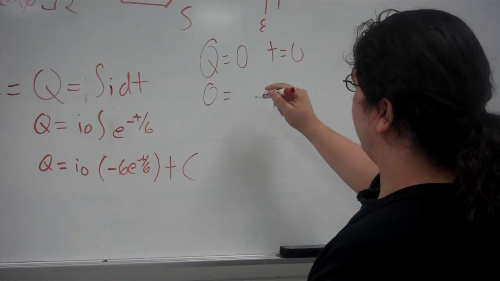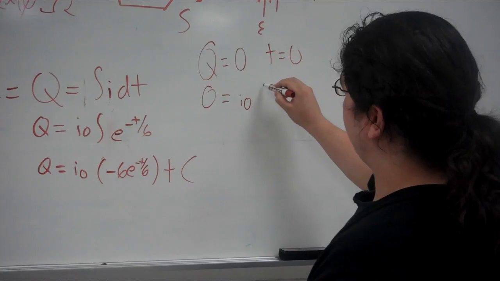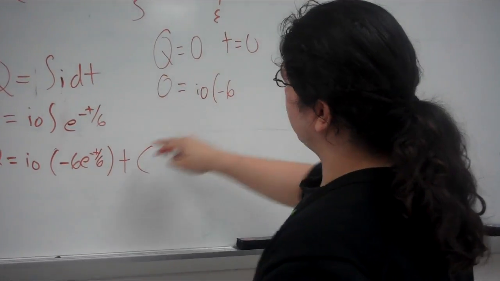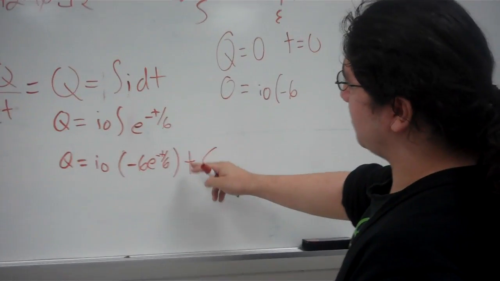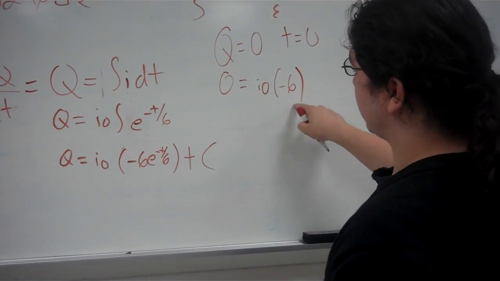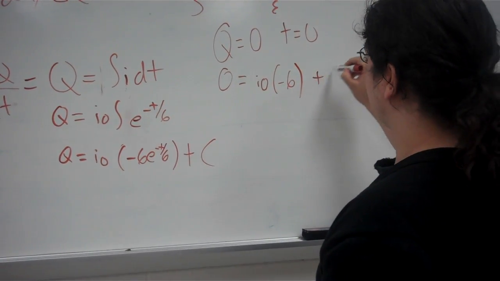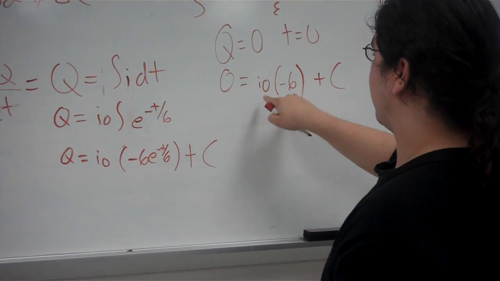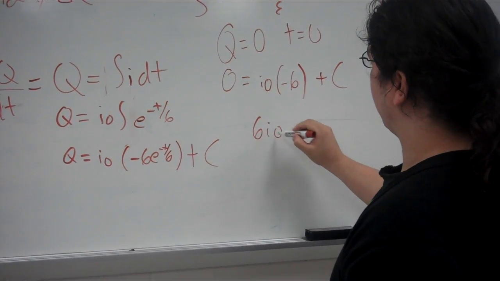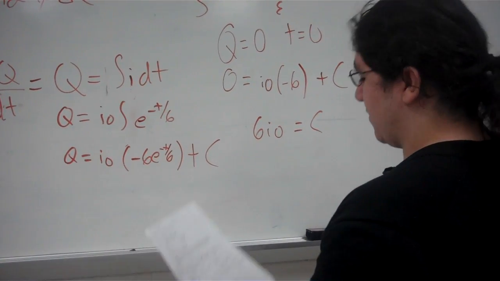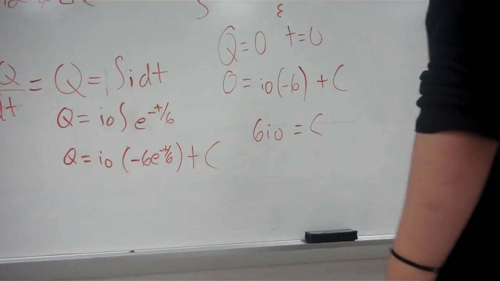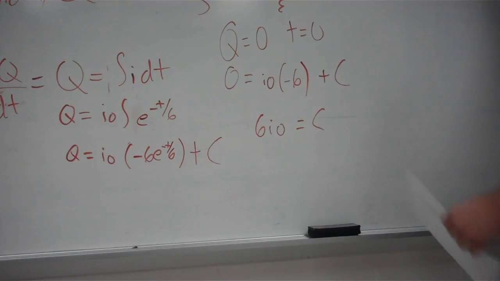So we got I naught negative 6 e to the 0 divided by 6, which is the same as e to the 0, which is 1. So we got negative 6 I naught times negative 6 plus c. So we move this over to the other side, and we got 6 I naught is equal to c. So that's the charge on the right-hand capacitor. That's B.